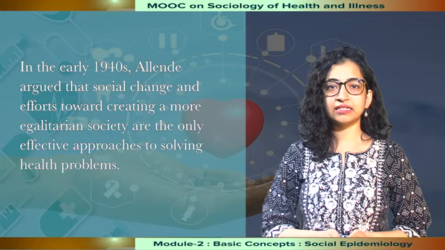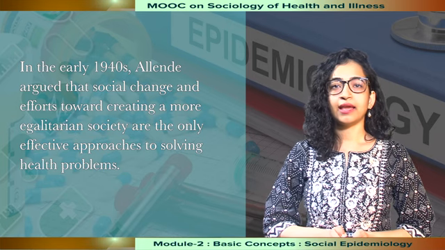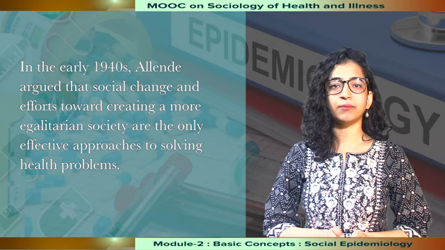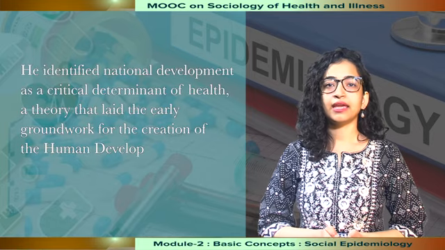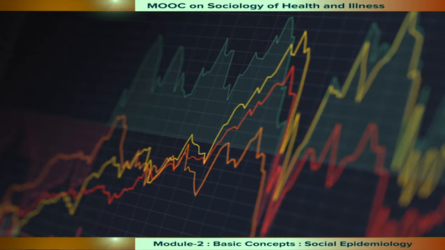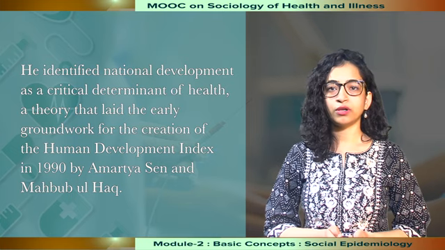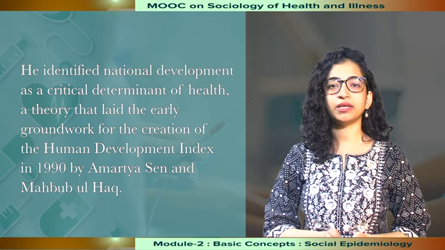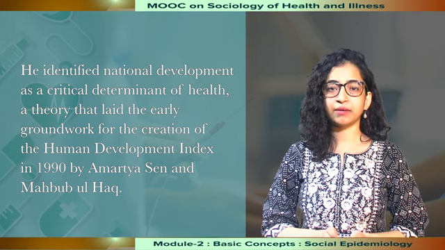In the early 1940s, Allende argued that social change and efforts towards creating a more egalitarian society are the only effective approaches to solving health problems. Accordingly, he identified national development as a critical determinant of health, a theory that laid the early groundwork for the creation of the Human Development Index in 1990 by Amartya Sen and Mahbub-ul-Haq.